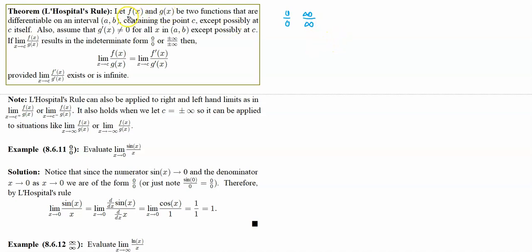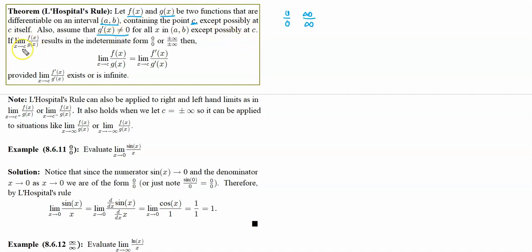So if we have two functions f and g, and we assume that they are differentiable on an open interval a, b containing some point c, so c is in between a and b, and we also need to assume that the derivative of g does not equal 0. Okay, we do need to assume that for x in the interval a, b, except possibly at c. It doesn't matter what happens at the c value.